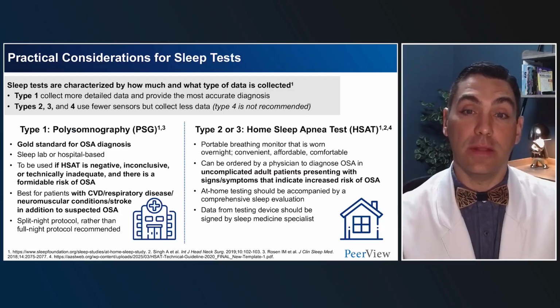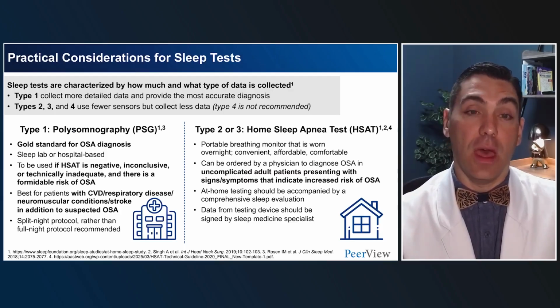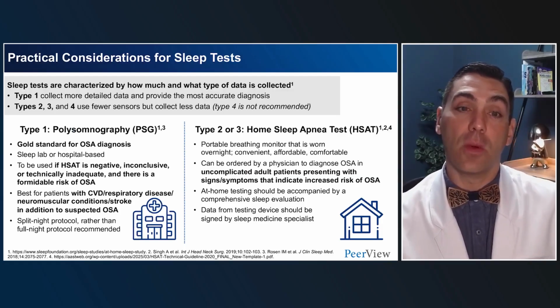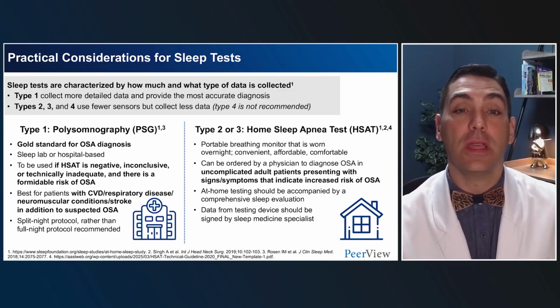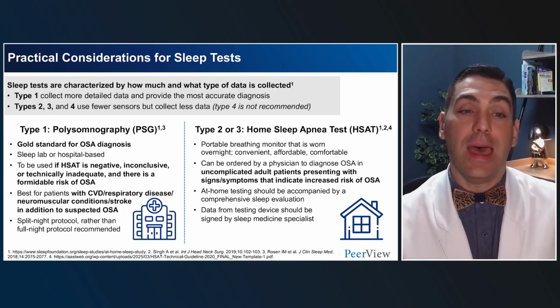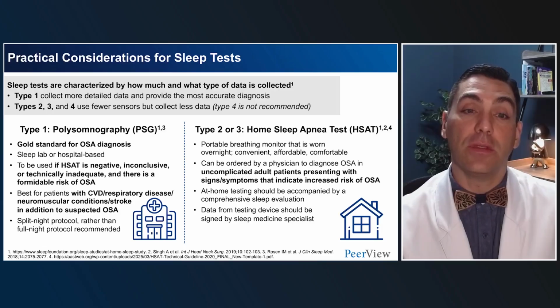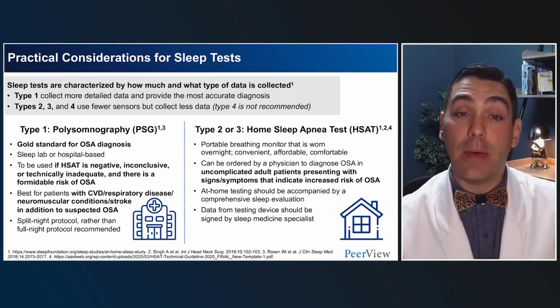Now, what are the different types of sleep studies? So, an attended sleep study called a polysomnography, or what we call a type 1 sleep study, is the gold standard for obstructive sleep apnea diagnosis. It collects more detailed data and it provides the most accurate diagnosis. It's done in a sleep lab or a hospital-based lab.